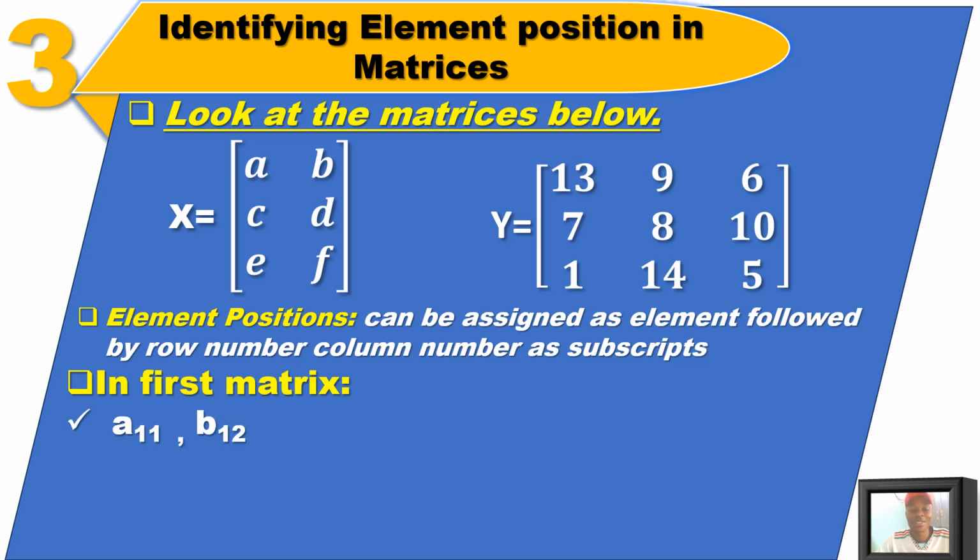So in the first matrix, X, A is in position 1, 1. Element B is in position 1, 2, the first row, second column. Element C is in position 2, 1, the second row, first column. Element D is in position 2, 2, second row, second column. Okay, these represent the row number, column number, row number, column number. So F is in 3, 2.